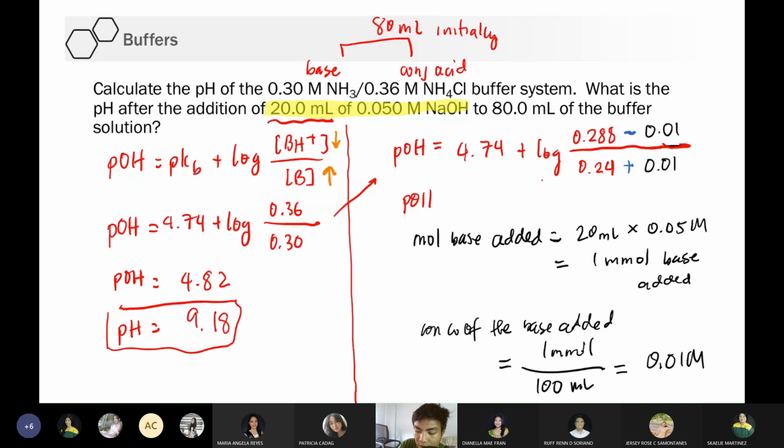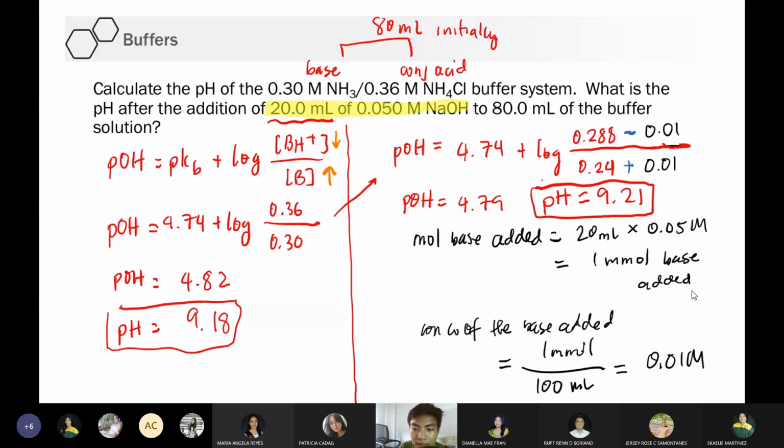So the resulting pOH is now equal to 4.79. pOH yun, 4.79. And yung ating pH can be calculated as 14 minus 4.79. That's 9.21. That's the final answer.